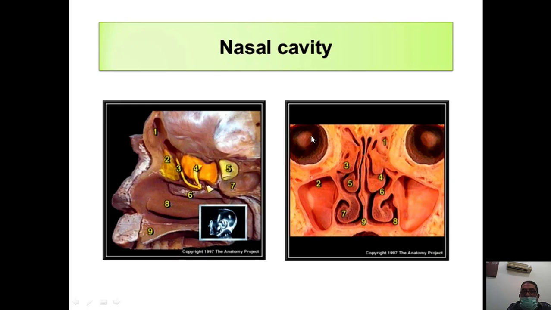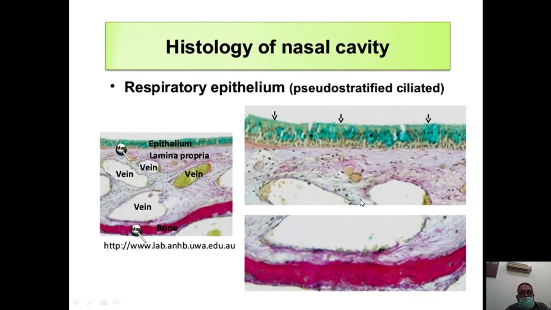This is the orbital cavity. This is the maxillary sinus. So these are the three conchae and meatuses along with the nasal septum. What is the histology of the nasal cavity? Shown is the typical picture, the histology of the nasal cavity.